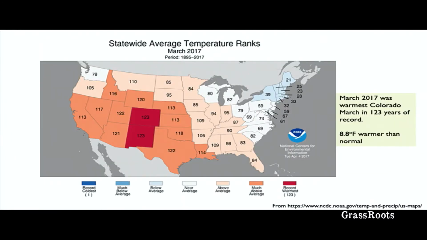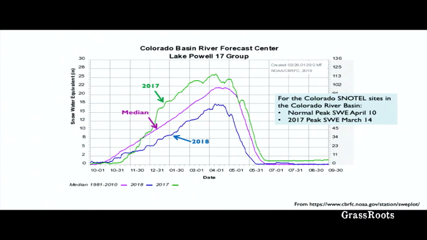Okay, so what happened in 2017? March of 2017 was the hottest March ever in 123 years of record in the state of Colorado. It was also the hottest in New Mexico. It was 8.8 degrees Fahrenheit warmer than normal. So what did that mean for our snowpack?